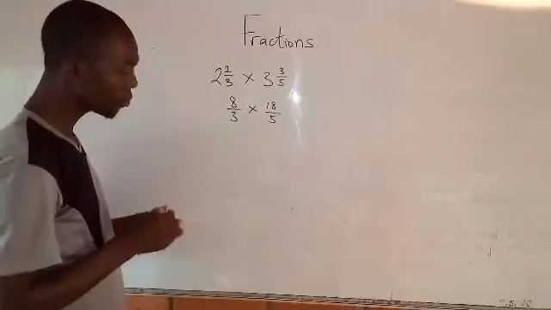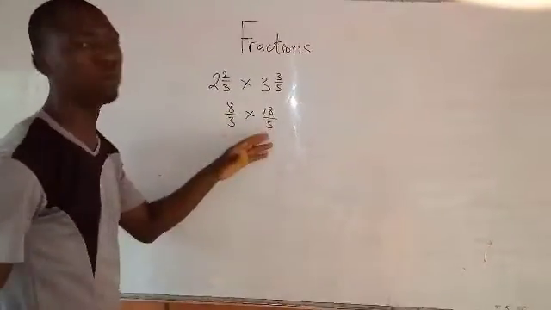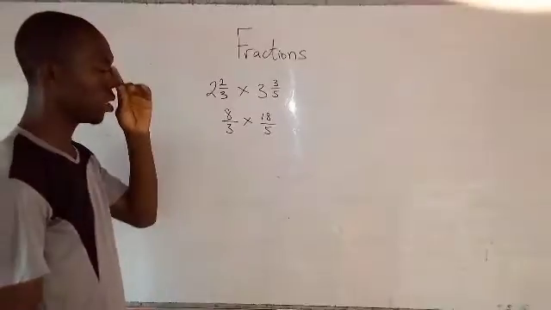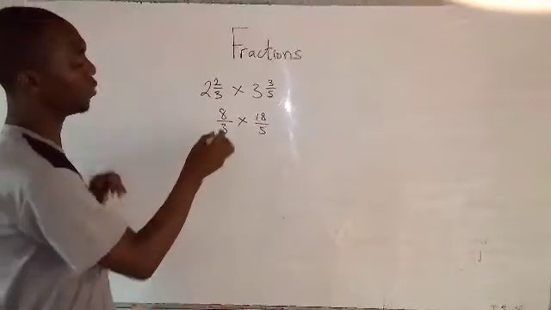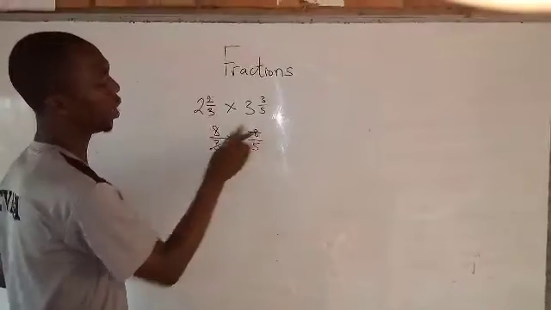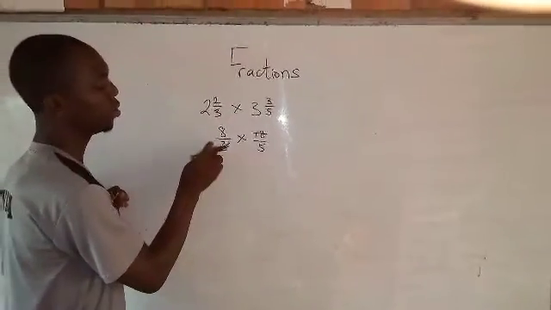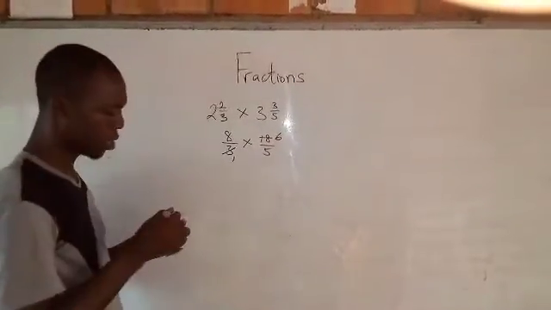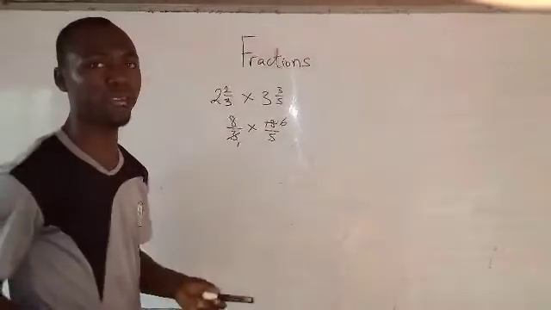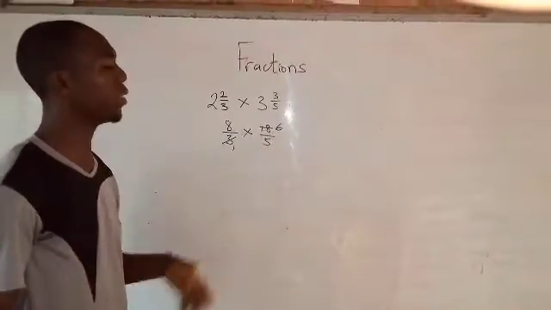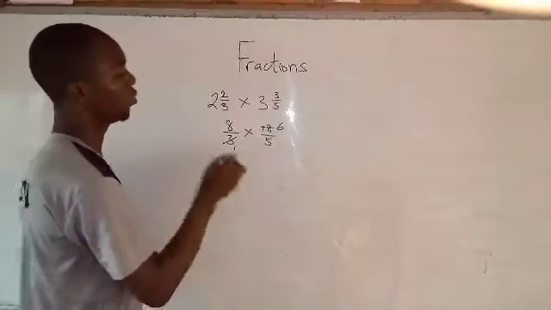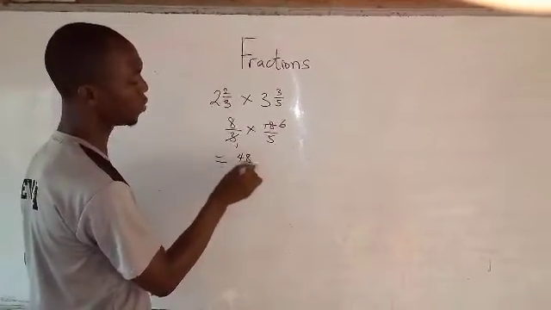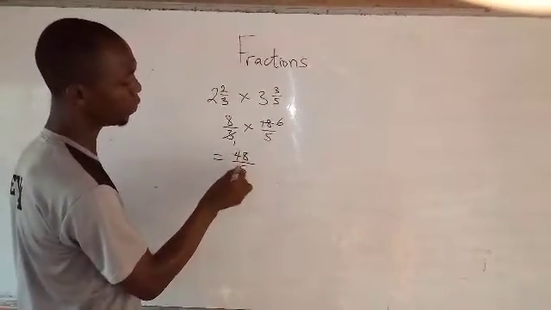18/5. So after doing this, we will now look for the common factors of the numerators and the denominators. And if you look at this, it is only 3 and 18 that have common factors, which is 3. If you divide 3 by 3, it's 1. If you divide 18 by 3, it's 6. 8 and 5 don't have anything in common. 6 and 5 also, they don't have anything in common. So that means we multiply 8 by 6, that is 48. 1 multiplied by 5 is 5.